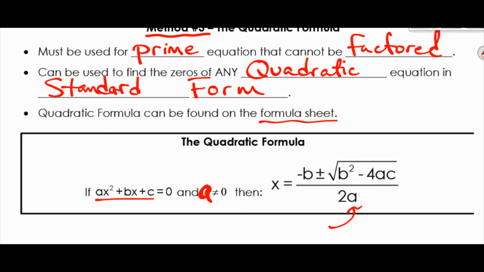The most confusing part may be this plus minus sign. You might not have ever seen something like that before. What that's really saying is that we're going to do two different operations. We're going to add and we're going to subtract, and I'll show you that in our examples.